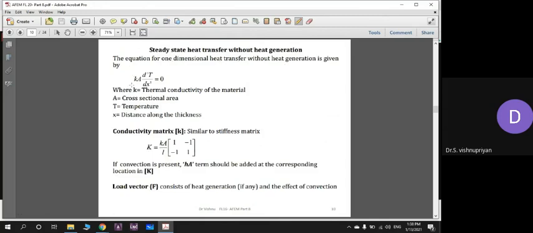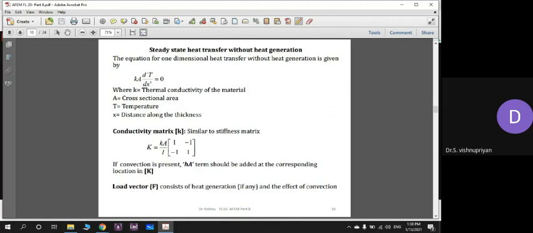This is the equation which defines the heat transfer in one direction, that is only x: K A d square T over dx square equals 0, where K is the thermal conductivity of the material, A is the cross-sectional area of the body through which the heat transfer takes place, T is the temperature, and x is the different locations along the thickness or length of the body through which heat is transferred.